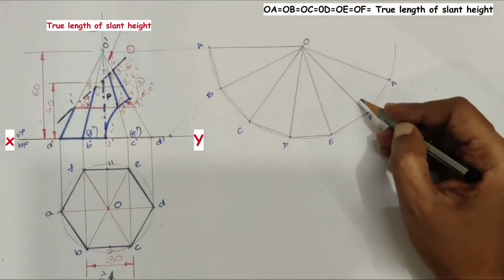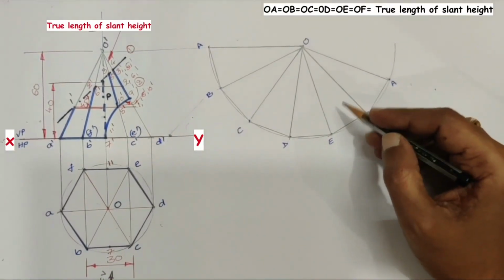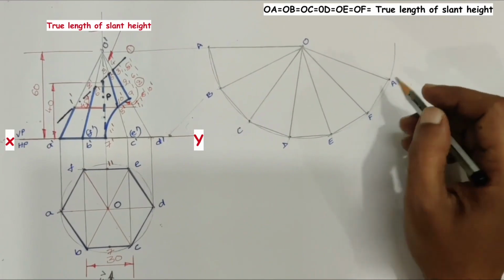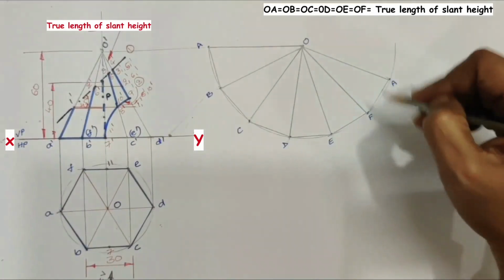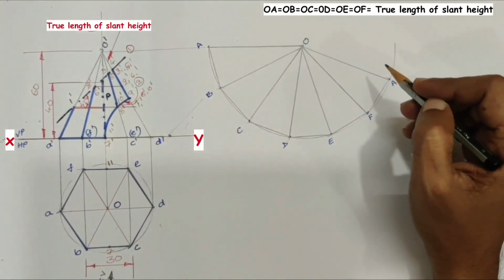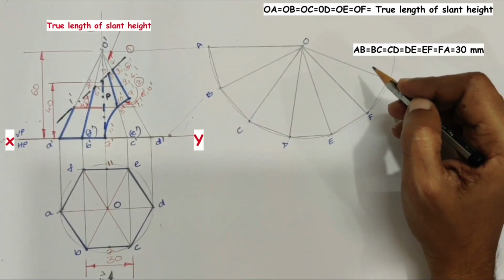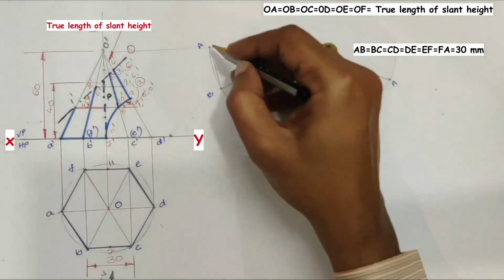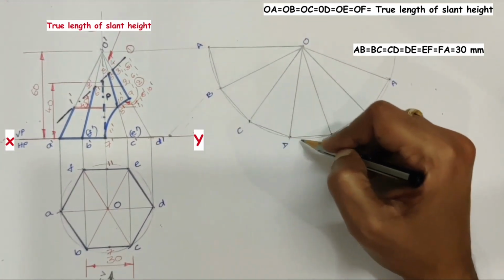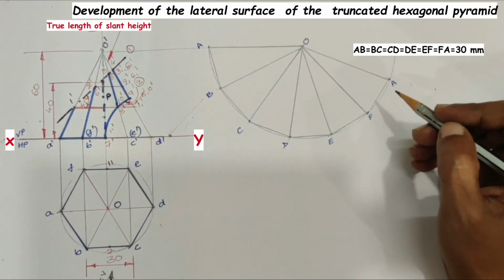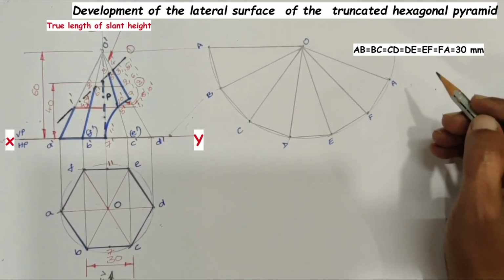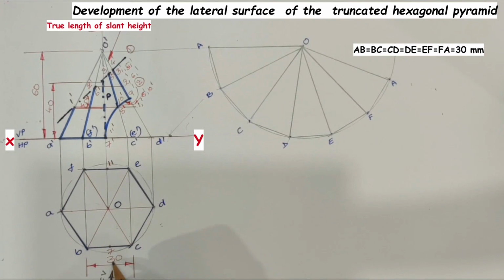This is the complete development of the lateral surface of a hexagonal pyramid. Here OA, OB, OC, OD, OE, OF and OA are the true lengths of the slant heights of a hexagonal pyramid. AB, BC, CD, DE, EF and FA are the base edges of the hexagonal pyramid. Here the base edge length is equal to 30 mm.